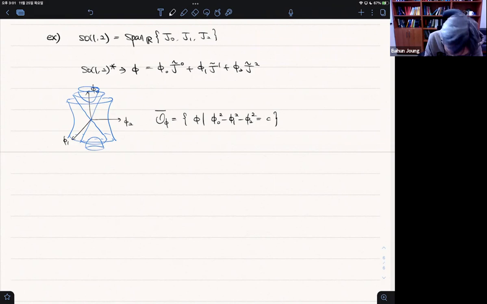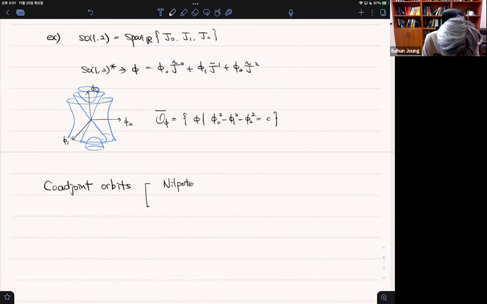Typically, in this way, we can slice the coadjoint space into many, many coadjoint orbits. You see that there are infinitely many coadjoint orbits, all possible sorts of onions, the sheets in these foliations. And then there are two distinct guys: a cone-like one and a hyperboloid-like one. More generally, we can distinguish two types of orbit. One is called nilpotent, and the other is semi-simple.